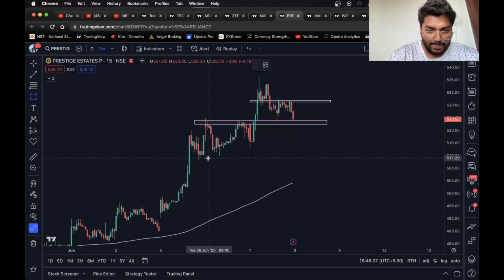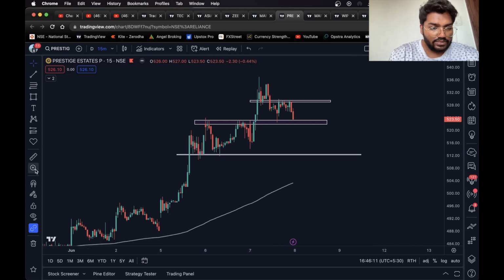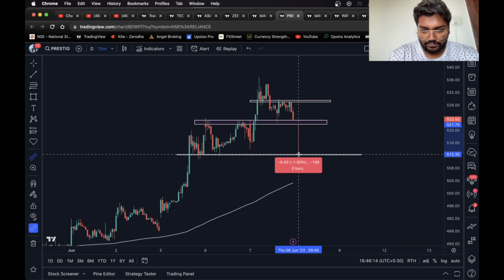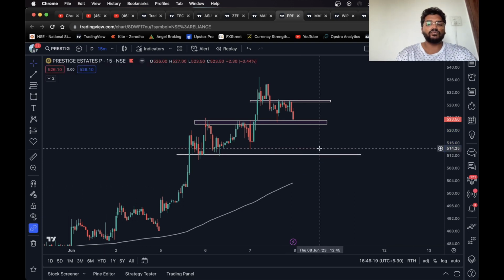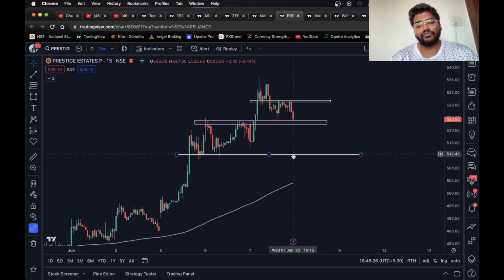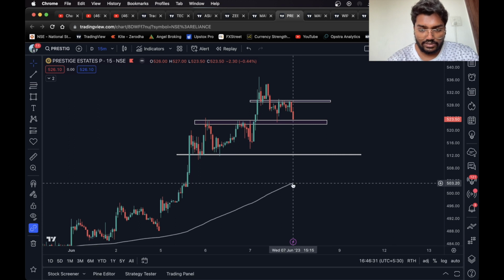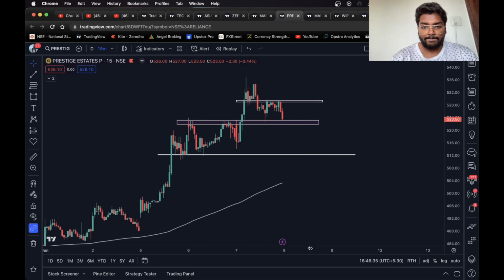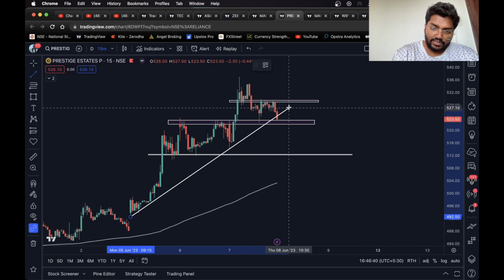This looks like a level. Okay, I'll just check how big this is. Okay, this is 1.8%, but I think 1.8% move is normal for Prestige. So this can be your first target. And if you see a strong move, you can hold it till here. You can consider this also as your target. This is 200 EMA on 15 minutes time frame. Okay, so this is for Prestige. Prestige also has a trend line here.